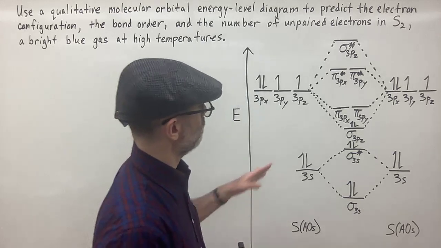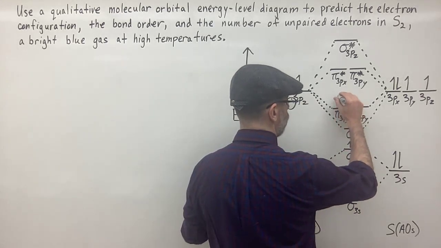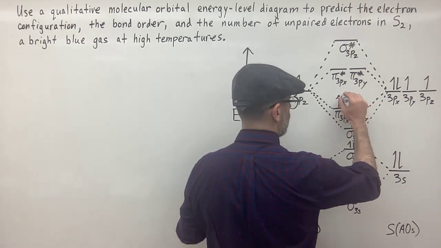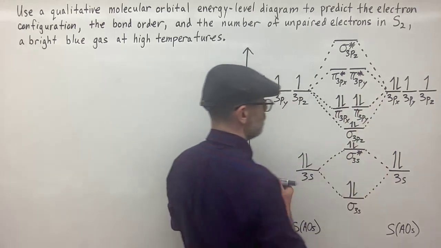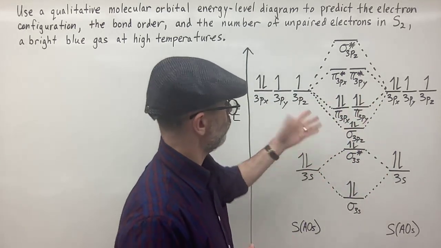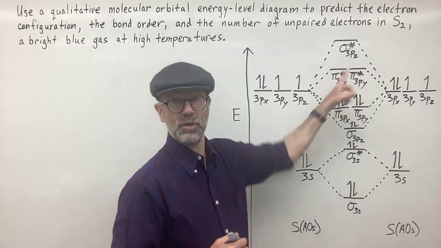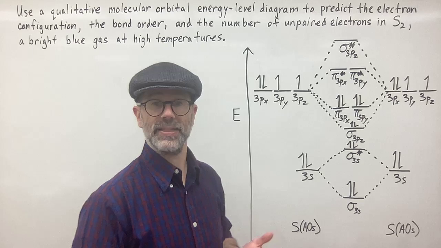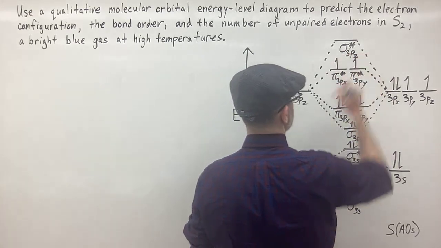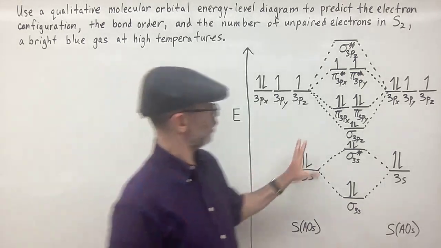We've got 6 more. Now we fill these two in one at a time, following Hund's rule. So 1, 2, both spin up. Now we pair them up, spin down, spin down. That is now 10 electrons. We've got 2 more. They go to the next energy level, and again these are equal in energy, so following Hund's rule, one at a time, both spin up. 1, 2. And that is all of our electrons. So we filled in 12 electrons.